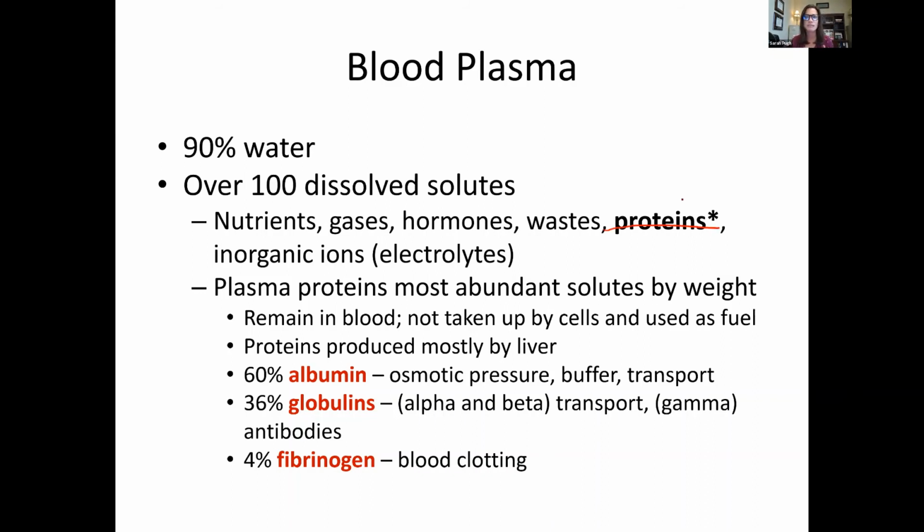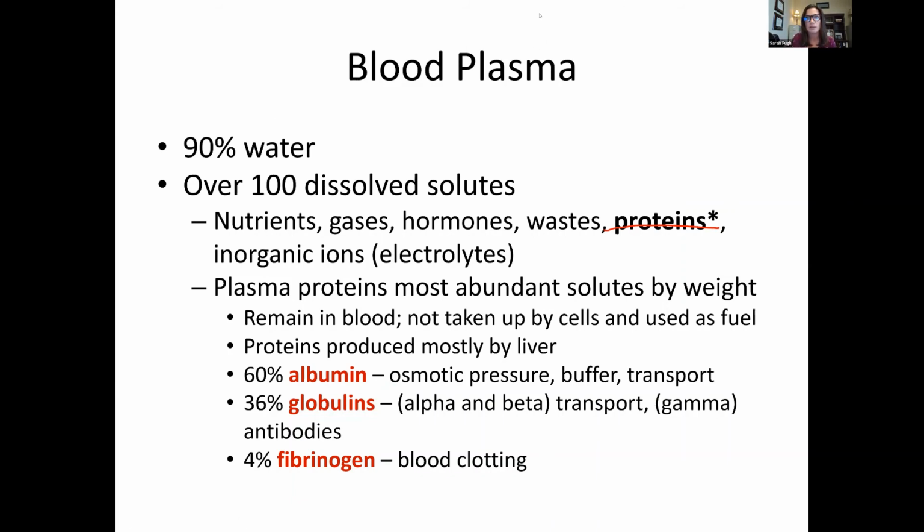So I have proteins starred and in bold here, and the reason is they are the most abundant by weight. So we have a lot of proteins in our blood plasma. Plasma proteins actually stay in the blood. They're never taken up by cells and used as fuel. So what do I mean by that?